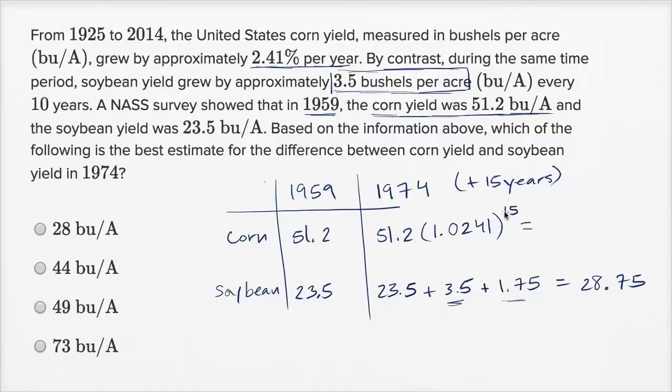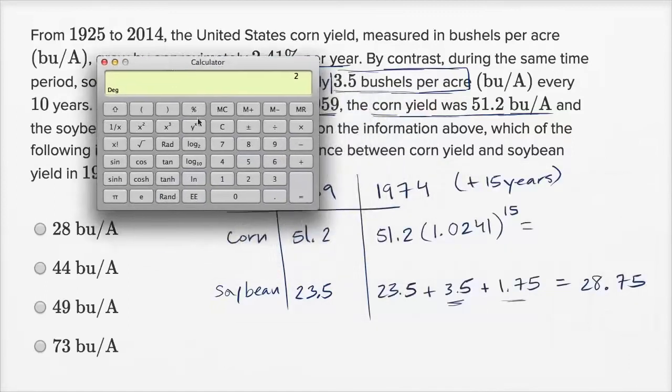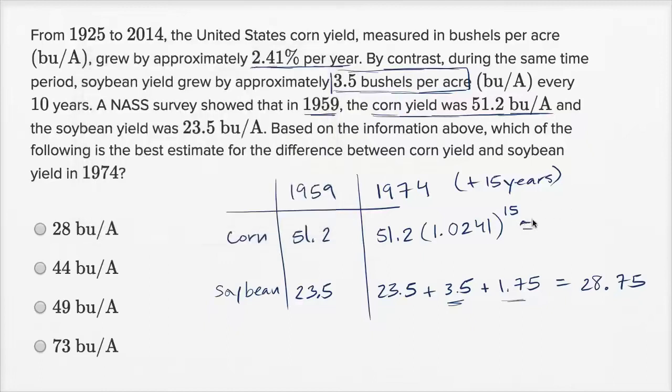Well, I don't know what 1.0241 to the 15th power is, but luckily this is one of the questions where a calculator is encouraged. So let's figure this out. Let me make sure it's all cleared out. 1.0241, and let me raise it to the 15th power, is equal to 1.42, all of this business, and then multiply that times 51.2. So times 51.2 is equal to roughly 73.18.